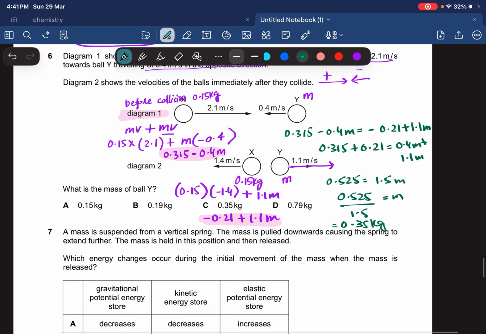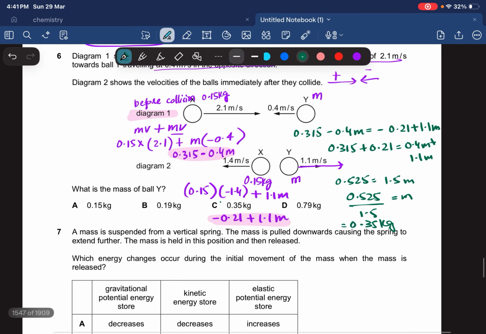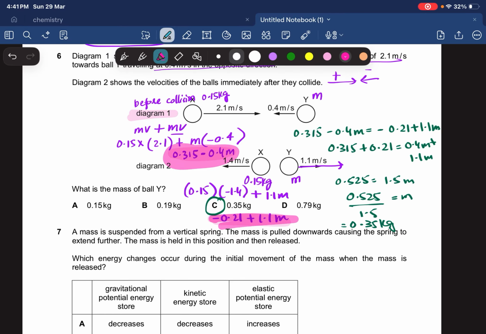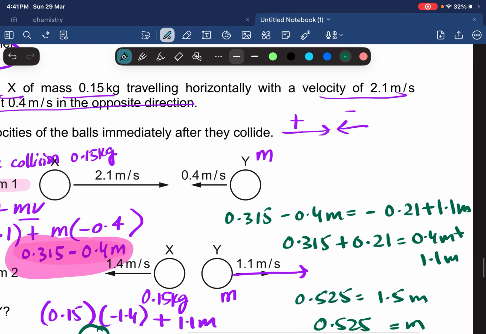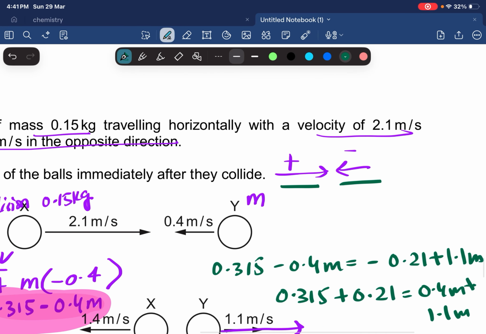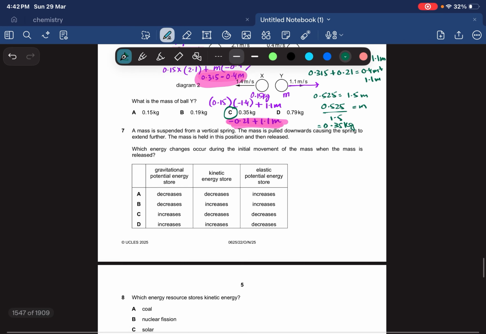Simple, easy. Option C. Got it? Momentum before collision equals momentum after collision. You just had to be careful about the directions. You had to take one as positive, the other as negative, and then solve this.